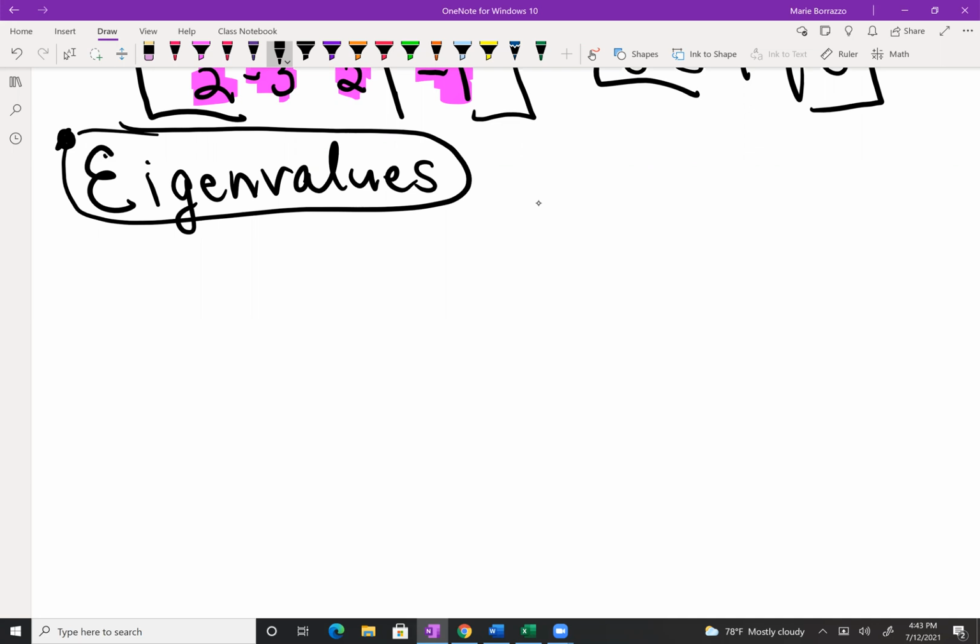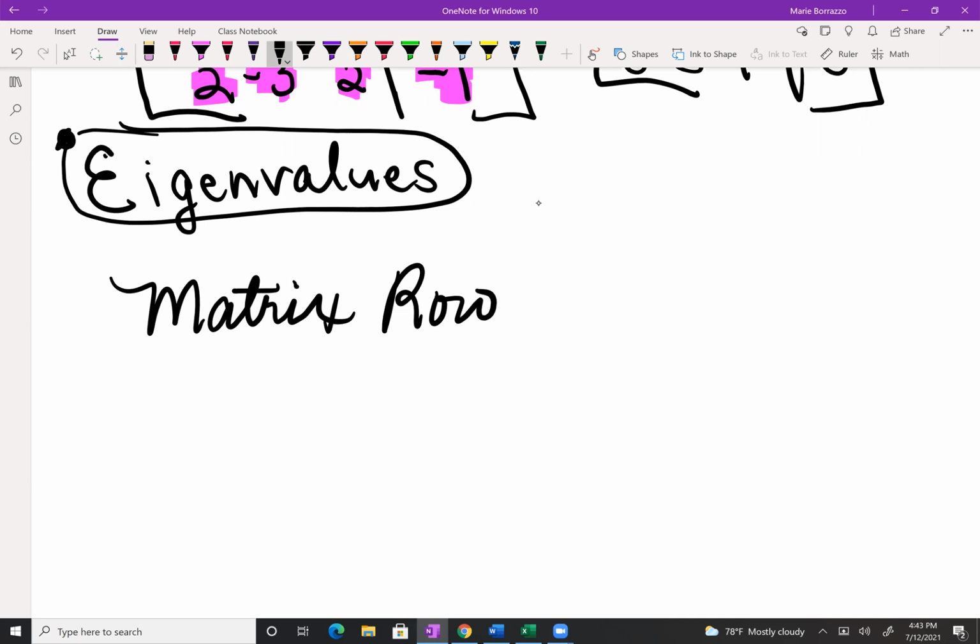So there are what we call matrix operations. You know how in math we always have the order of operations? Here we have matrix operations.